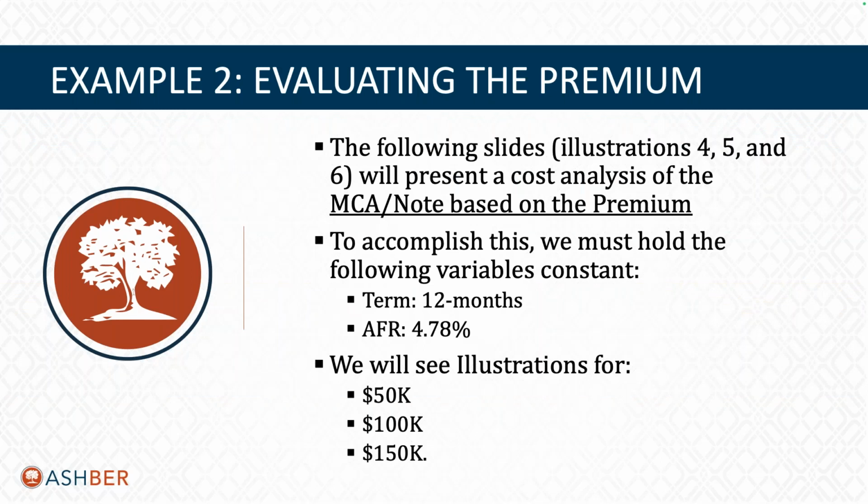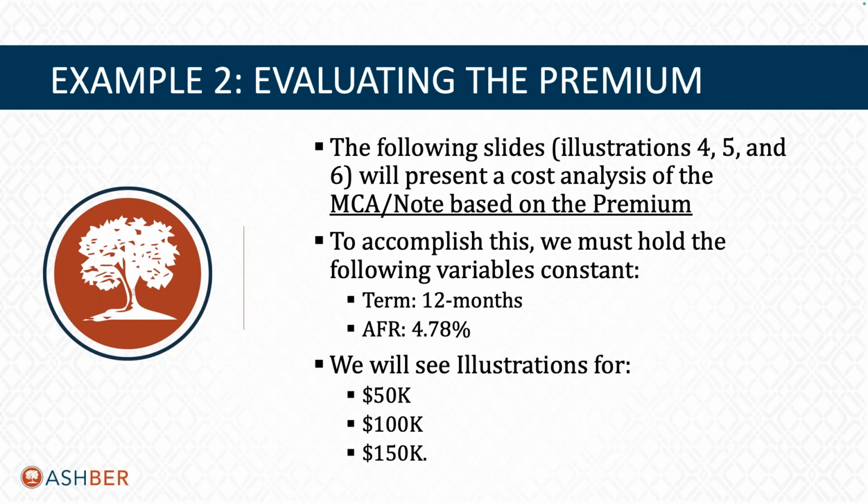All right, so let's take a look at example number 2. In this situation, we're going to evaluate the premium. Last time we held the premium constant at $100,000. Instead, we're going to run illustrations at $50,000, $100,000, and $150,000.